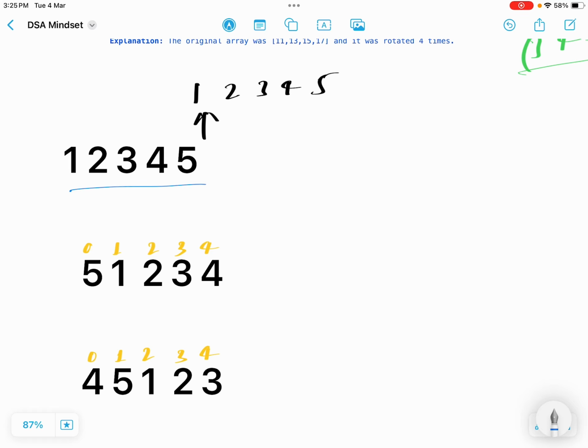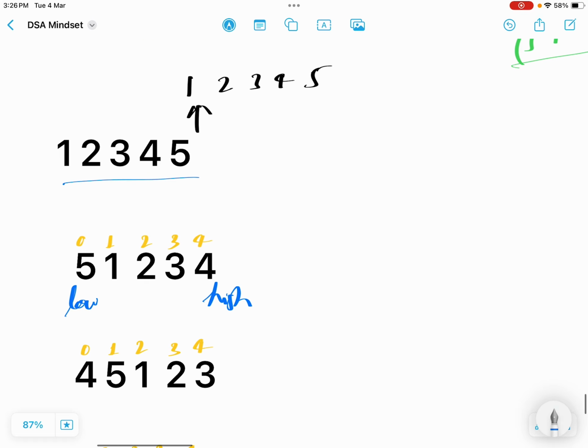In this scenario, since it is rotated, let's suppose we apply binary search. This is low, and this is high. Let's suppose our minimum is initially here, and as we solve the problem, the minimum will change. Finally the minimum could be here, or at this particular place. There's a possibility. What I'm trying to say is, for mid, there is a possibility that it is here, or there is a possibility that it is here. Let's consider one of the possibilities.